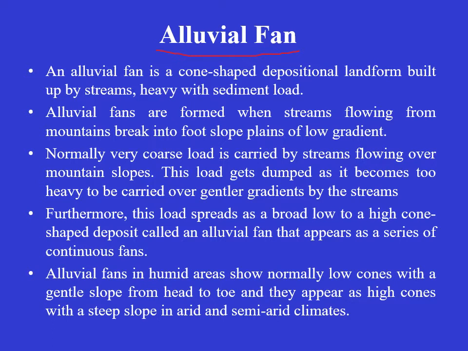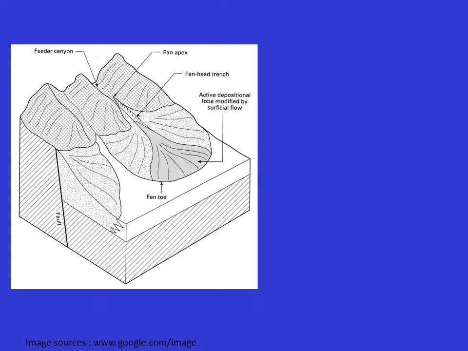Now, alluvial fans in humid areas normally show low cones with a gentle slope from head to toe, and they appear as high cones with steep slopes in arid and semi-arid climates. Here you can see a line diagram of an alluvial fan, how it occurs. So the river water comes from the mountainous portions and starts depositing in the foothill portion. The portion where the river water starts to deposit is called the fan apex, and gradually all the coarsest particles are deposited in this portion.